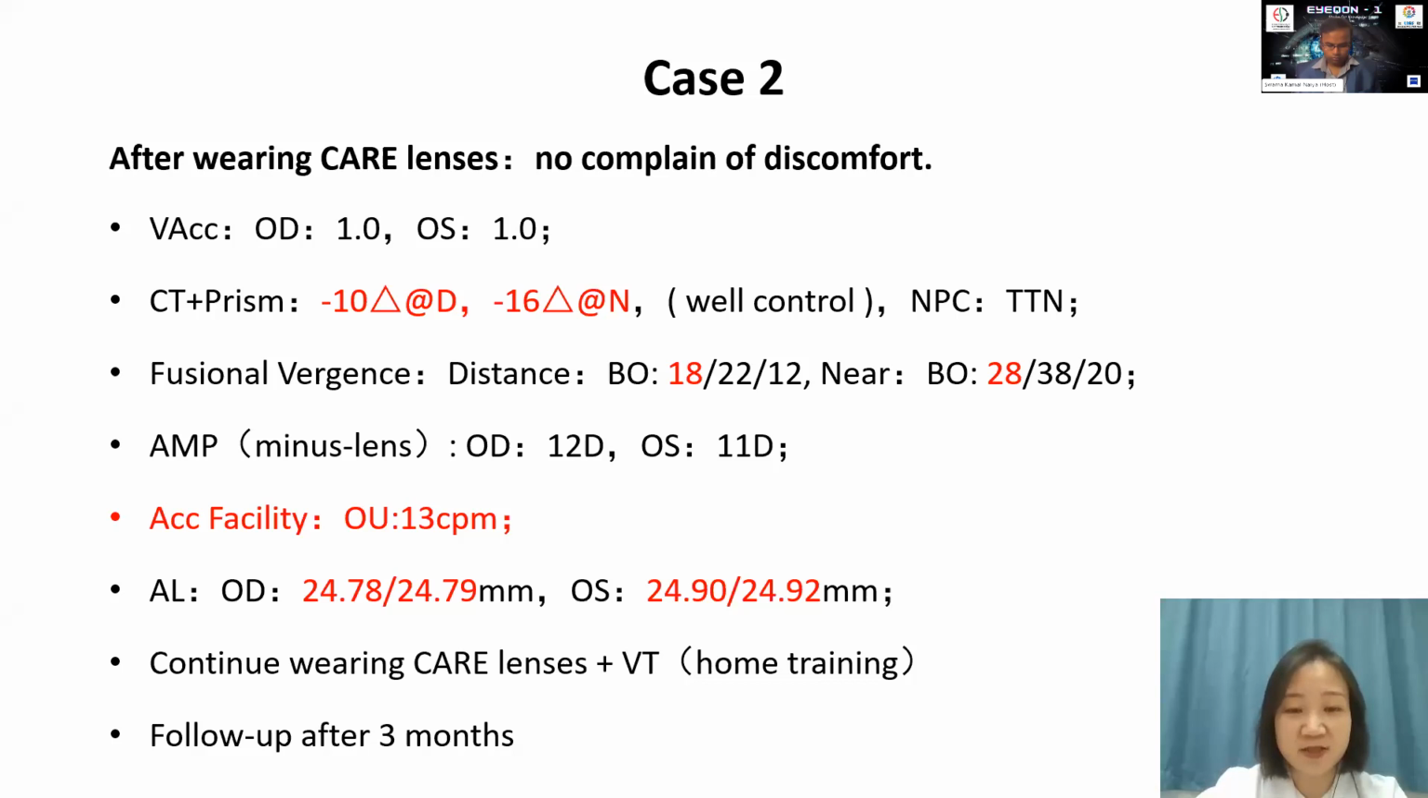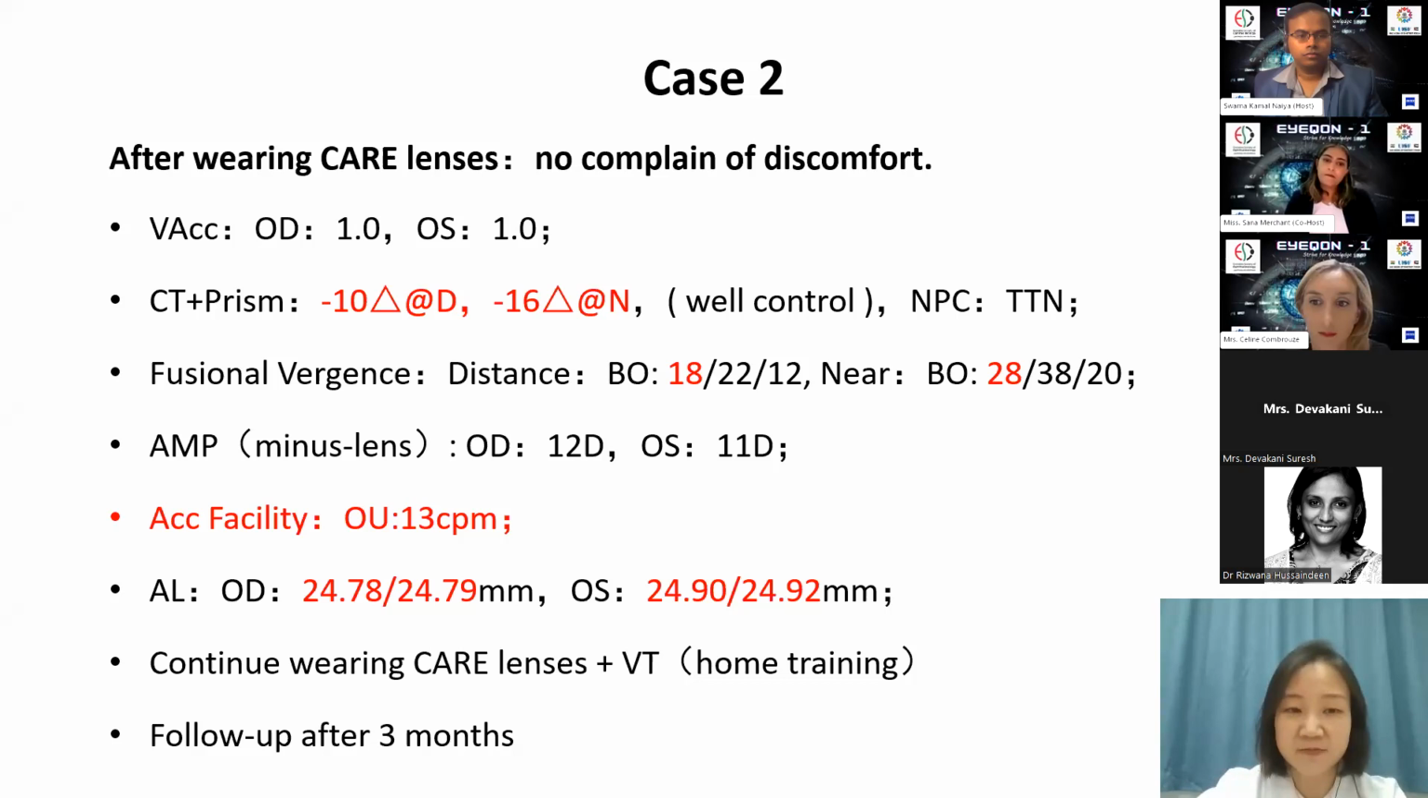Accommodative flexibility was in normal range, and fortunately, there was almost no change in the eye axial length. The result was so encouraging, and we instructed the patient to continue wearing the lenses and only carry out home therapy, and asked the patient to follow up after 3 months.